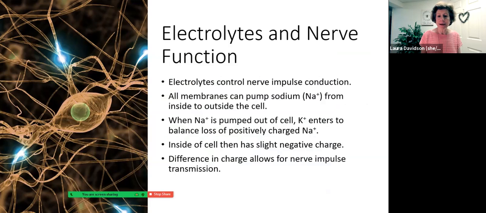As far as electrolytes and nerve function, what we see happening in the nerve cells is the movement of sodium out and potassium in, and then a slightly negative charge is within the cell, but when sodium moves into the cell, then we see the change in the charge, and all of that is important in nerve conduction.